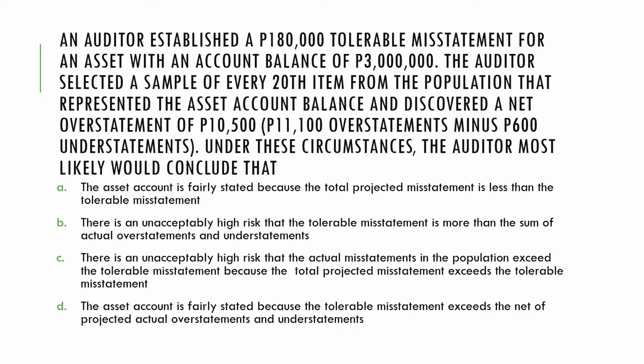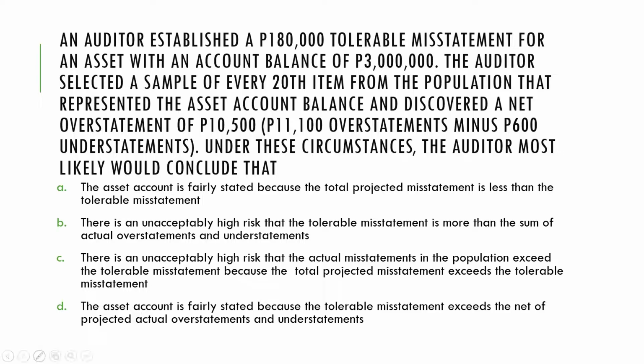We do get to notice that the known misstatement or the factual misstatement is a net overstatement of 10,500. But we also understand that the 10,500 overstatement only refers to the sample. And we are going to make a conclusion based on the entire population. Ergo, we do need to project this misstatement, or in this case, this overstatement. And if you would notice our choices, most of them invoke the projected misstatement. So how do we project the misstatement in this case?